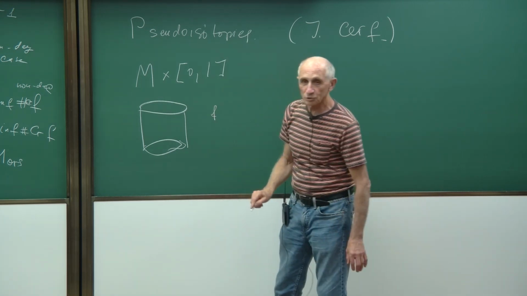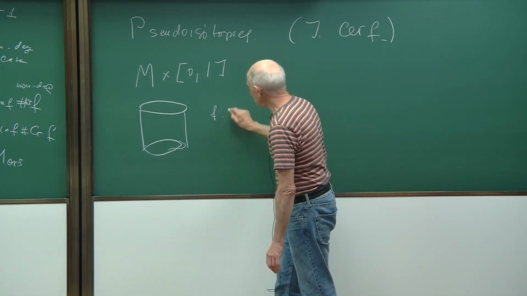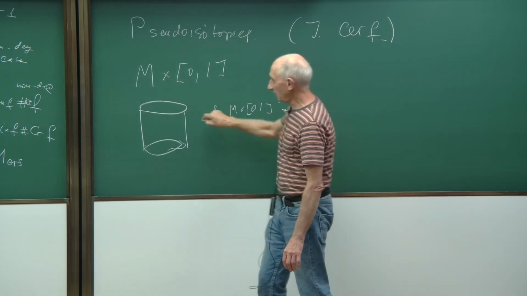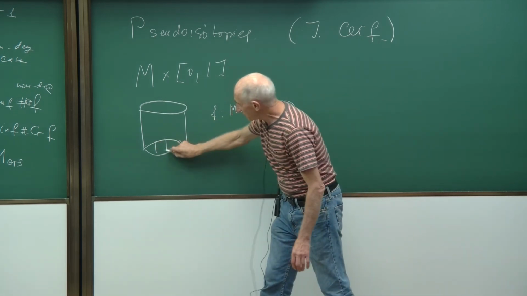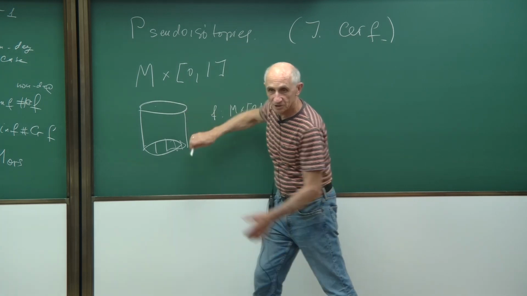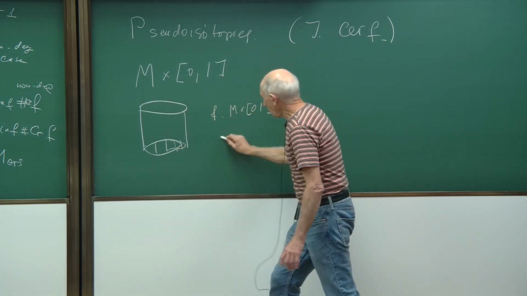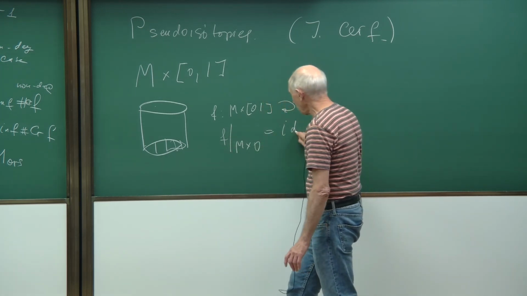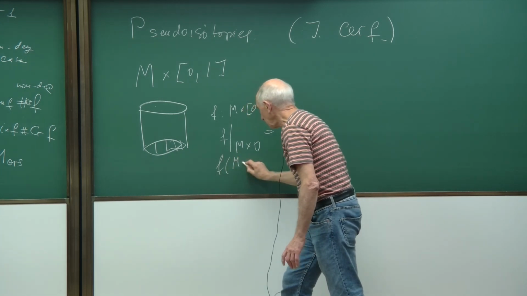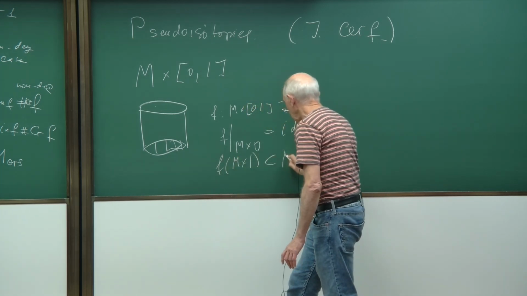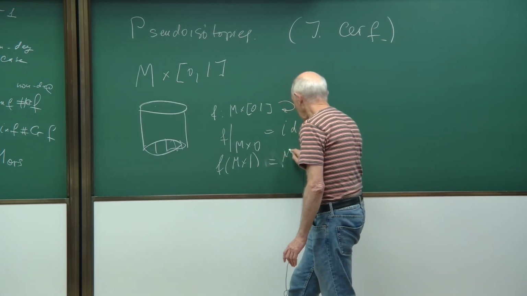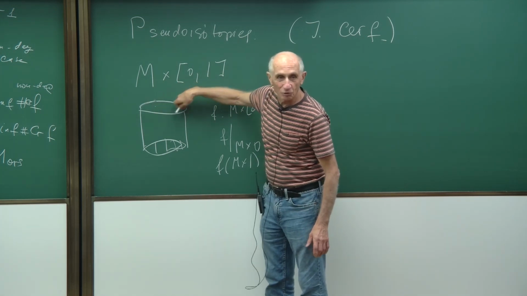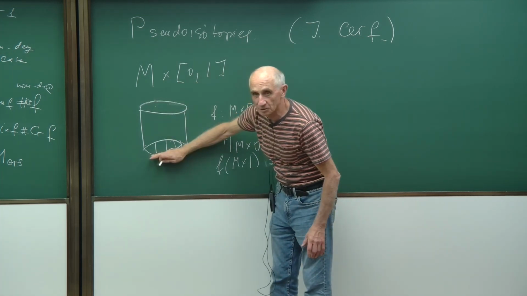There will be two definitions of pseudo-isotopy. One: you consider a diffeomorphism of the cylinder which preserves top and bottom. Moreover, I want that f on M cross 0 is equal to the identity, but I only want that f on M cross 1, contained in M cross 1, is some map. So it does something unknown on the top and the identity on the bottom.